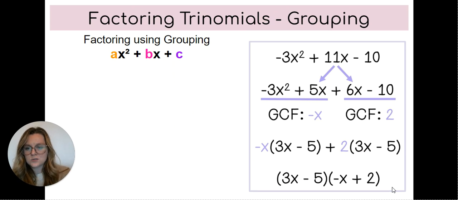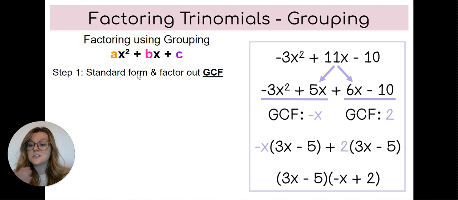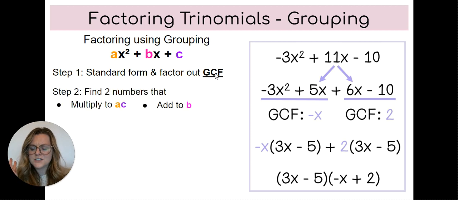Okay, so here's what we're going to do. We're going to write the notes down here, and then in the next video, we're going to do an example. So we have to make sure that it is in ax squared plus bx plus c, standard form, and we're going to see if we can factor out, remember, step 1, that greatest common factor. Step 2, we're going to find two numbers that multiply to a times c and add to the middle term b. If that doesn't make sense, that's okay. Remember, we're just taking notes. In the next one, we're going to do an example.